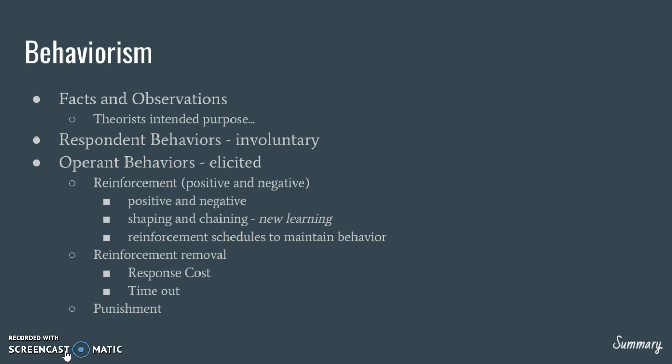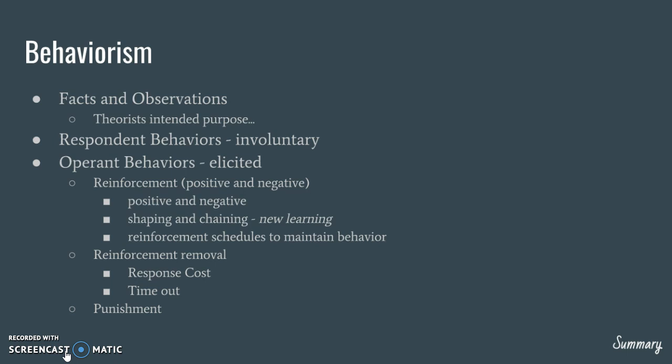So behaviorism, the intended purpose of the theorists was to predict or control behavior. So they were being able to introduce a stimuli or take one away and be able to predict how someone would behave. And in that way, if they could predict it, they could control it if they wanted someone to behave a certain way. There are two types of behaviors. There's respondent behavior and there's operant behavior.